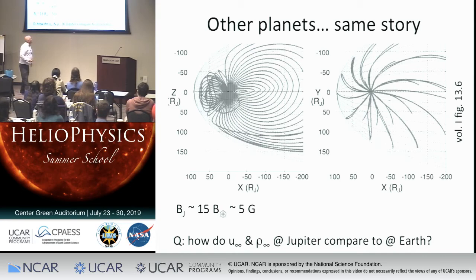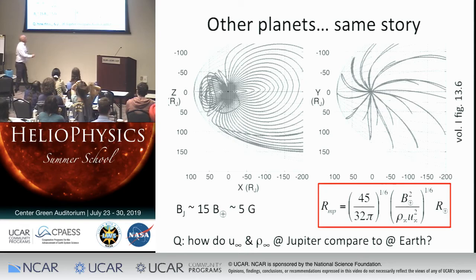Let's think about what happens to the magnetosphere of Jupiter. I will tell you, Jupiter has a much better dynamo than the Earth for various reasons that we'll talk about in that lecture, but it's basically 15 times the strength of the Earth's magnetic field. The dipole moment, or B at its surface, is 15 times. I wanted to show you this formula here, which involves the strength of the magnetic field squared to the 1/6 power, and rho infinity and U infinity. This is the density of the solar wind outside, by infinity I mean outside the magnetosphere, outside the bow shock, and the speed of the solar wind.